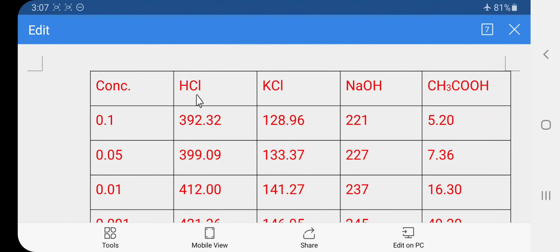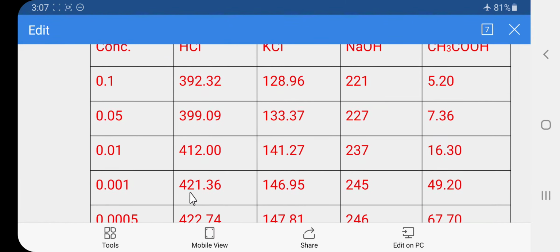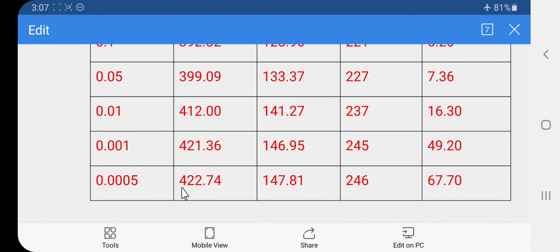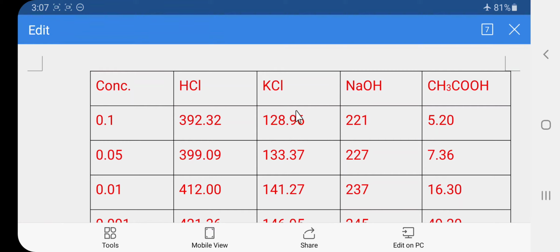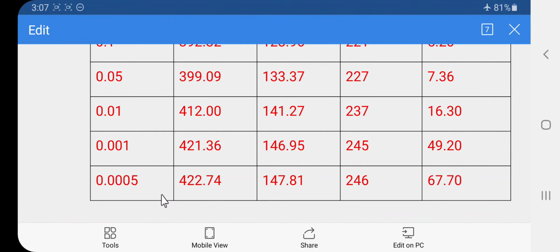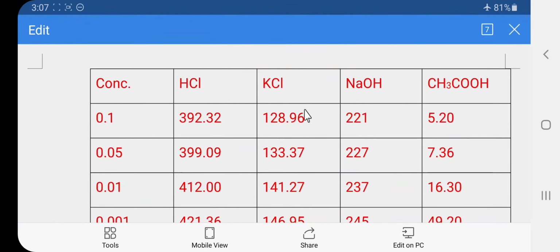Let us consider the case of HCl first of all. The value is 392.32 when the concentration is 0.1. Then as the concentration decreases, at 0.05 the value is 399. Then at 0.01 it is 412, at 0.001 it is 421, then at 0.0005 it is 422. This is about HCl. Let us consider the case of NaOH. For 0.1 the value is 221, for 0.05 it is 227, then for 0.01 it is 237, for 0.001 it is 245, then for 0.0005 it is 246. So these are the values for the strong electrolytes.